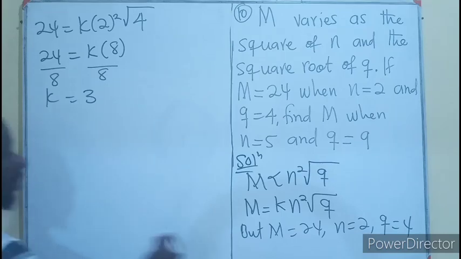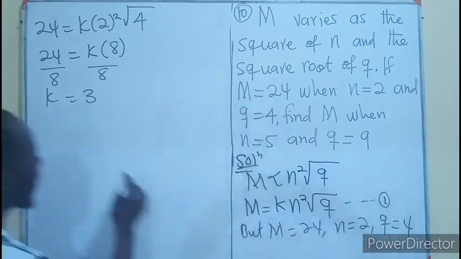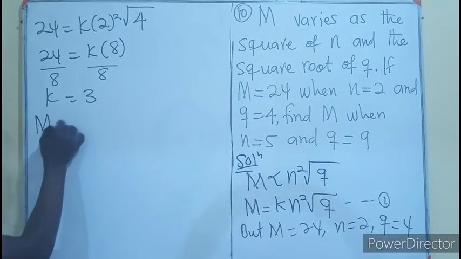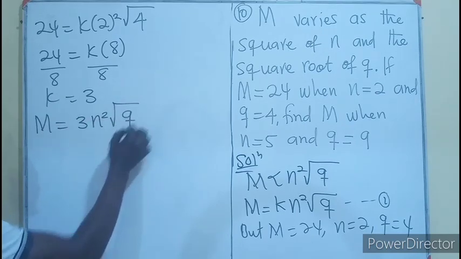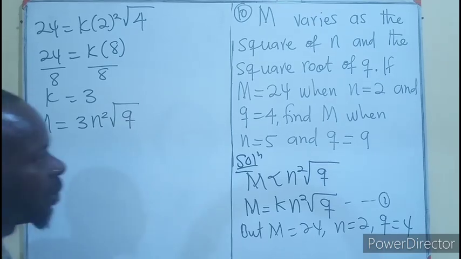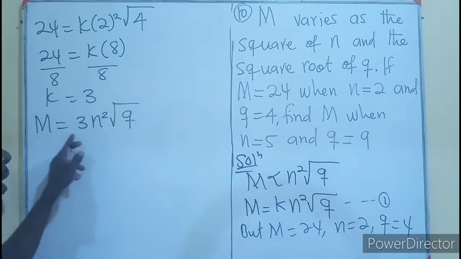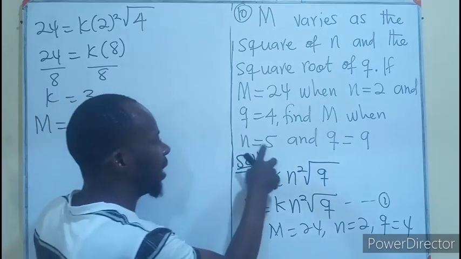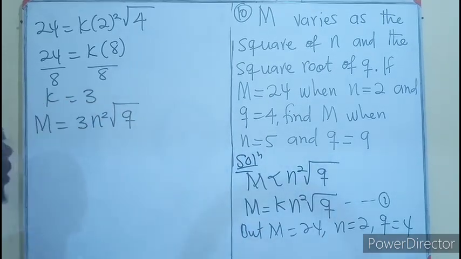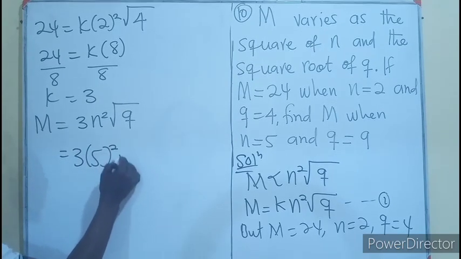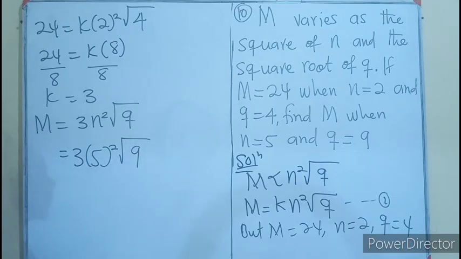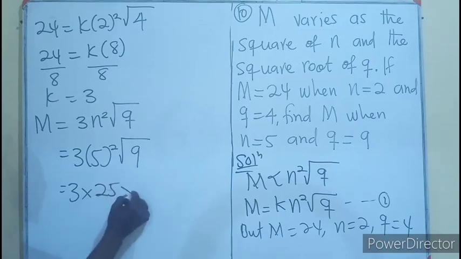So dividing by 8, your k will now become 3. Hence, if I take this as my equation 1, equation 1 will become m equals 3, which is k, n squared, the root of q. So the second aspect says find the m here in terms of a value, where n is now 5, q is now 9. So this will be 3 into bracket 5 squared, and the root of 9. Let's see, this gives us 3 times 25 times 3. We know the root of 9 will be 3.